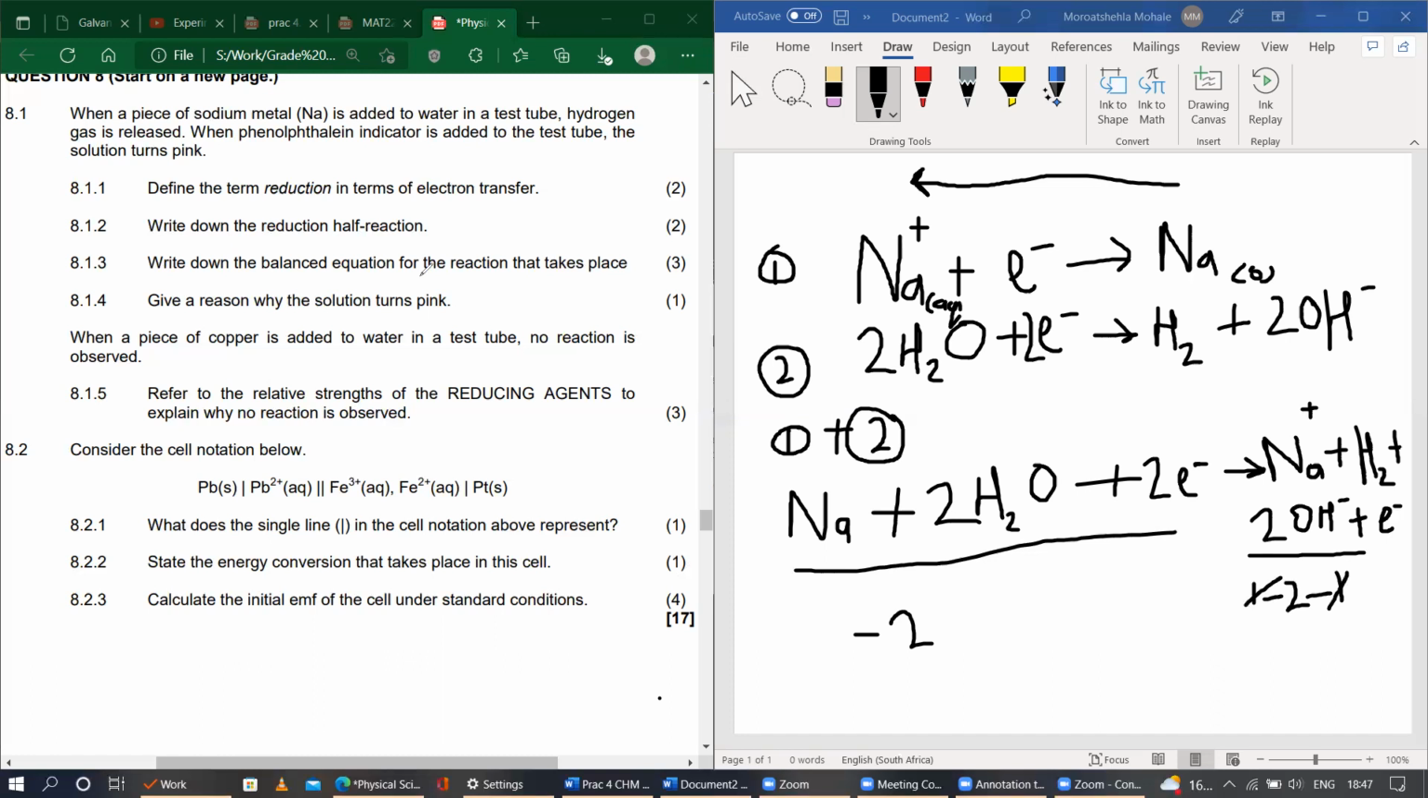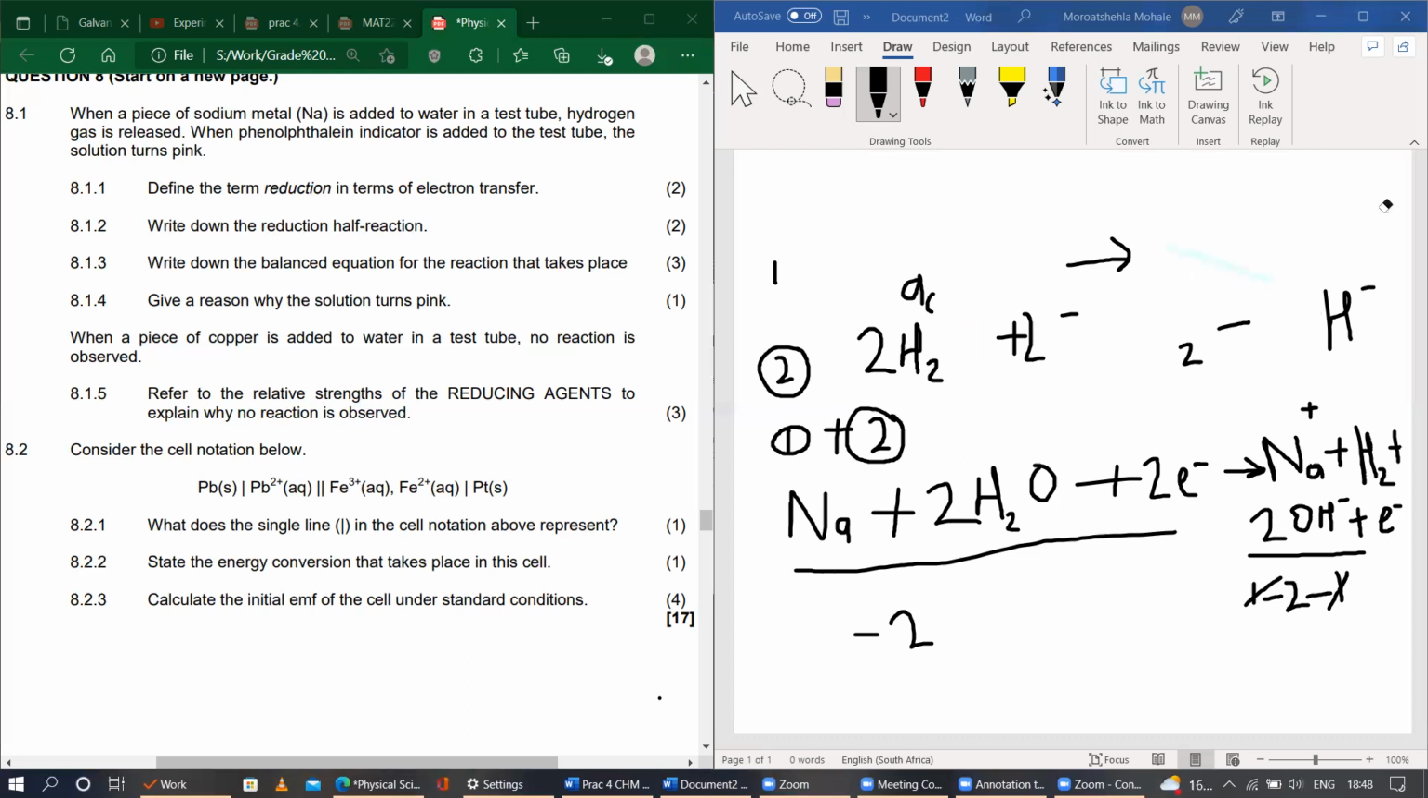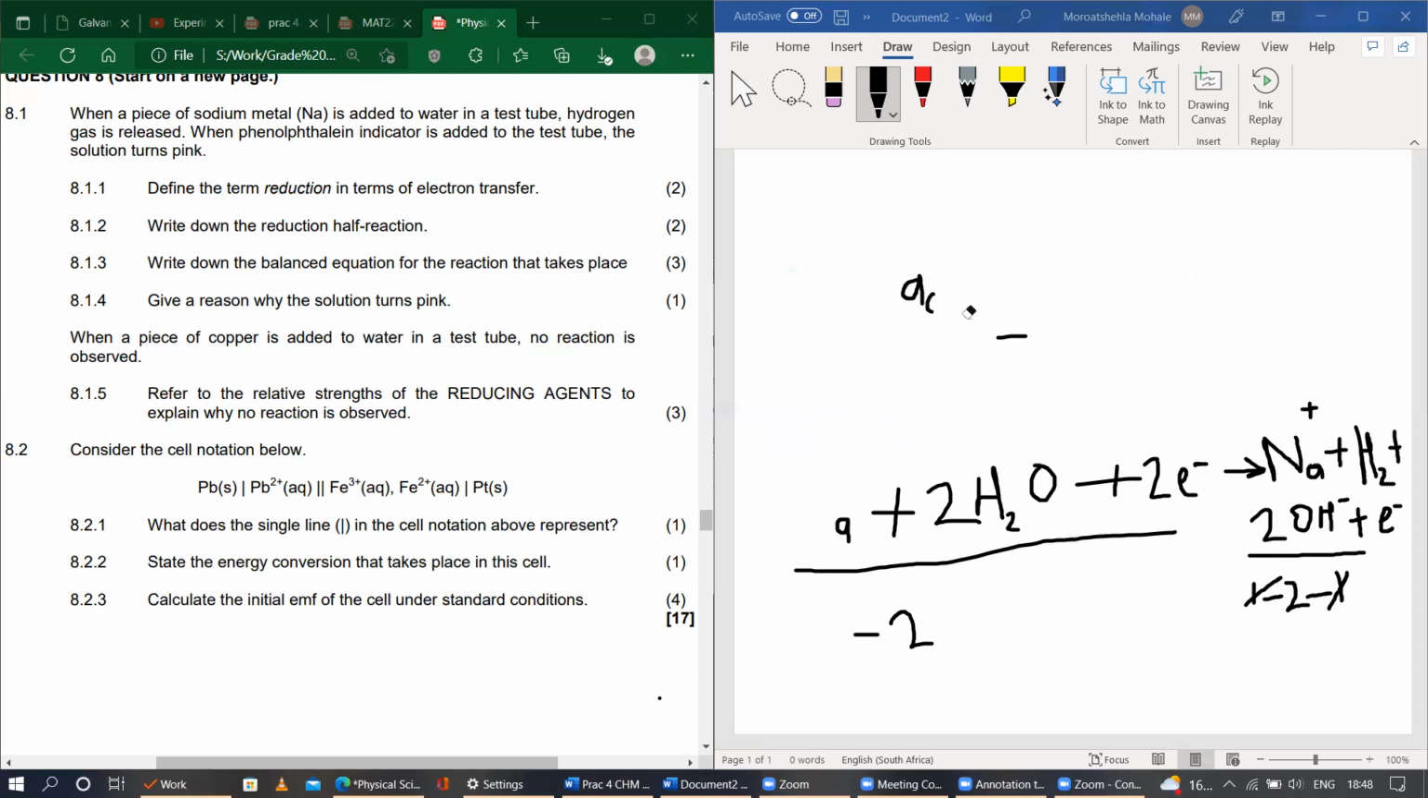So I think that's going to be your answer for question 8.1.3. Now the next question they ask, why does the solution turn pink? Honestly, I haven't done this experiment before, so I can't tell you why the solution turned pink, but if you do the experiment, they'll explain to you why it turned pink. So is that fine? Yes, sir. So we solved for the final equation.